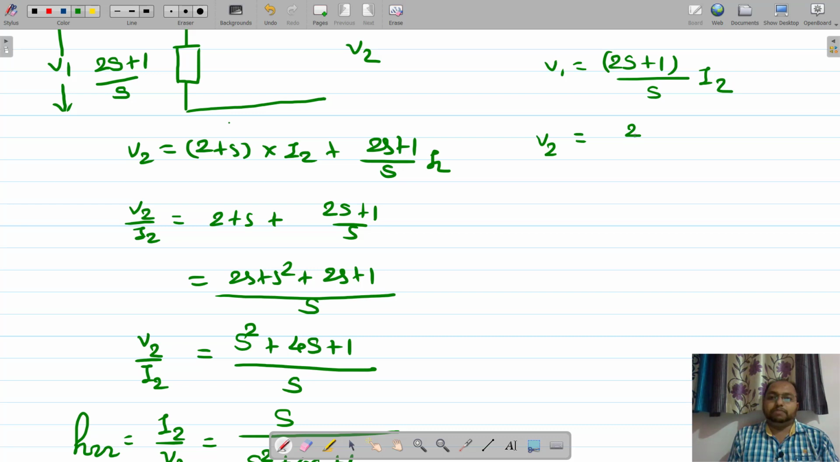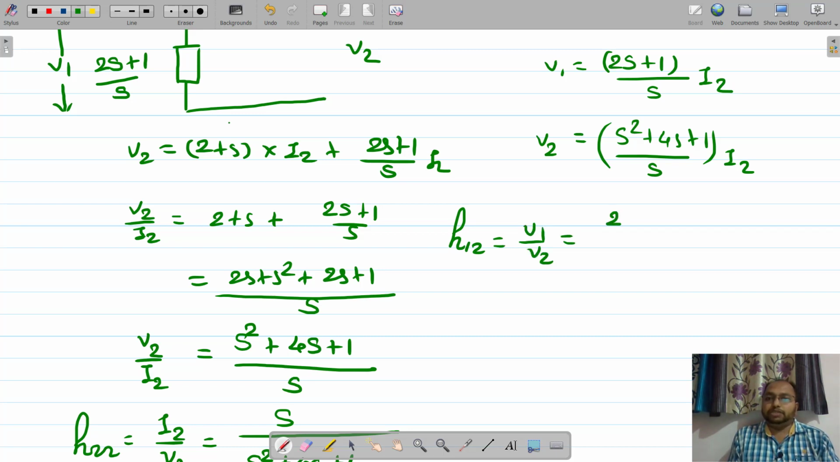Okay, so let me write it directly: s square plus 4s plus 1 divided by s into I2. Okay, now let us take a ratio of these two. So h12 is nothing but V1 by V2. Okay, so let me take the ratio of these two.